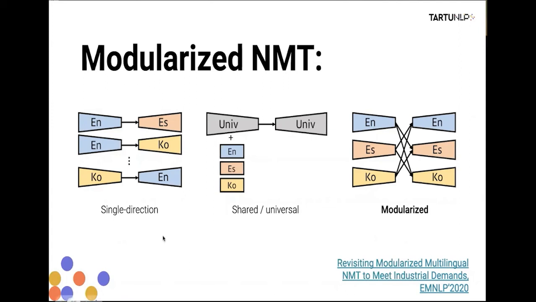They focus on multilingual translation, many languages to many languages. They compare single-direction systems, so English to Spanish, English to Korean, Korean to English, Korean to Spanish, and so on and so on, to the second version, which is what I've been talking about so far, this shared encoder-decoder or universal system, where you have one big encoder, one big decoder, and this gets the additional info of which output language it's supposed to produce, English, Spanish, or Korean in this case.